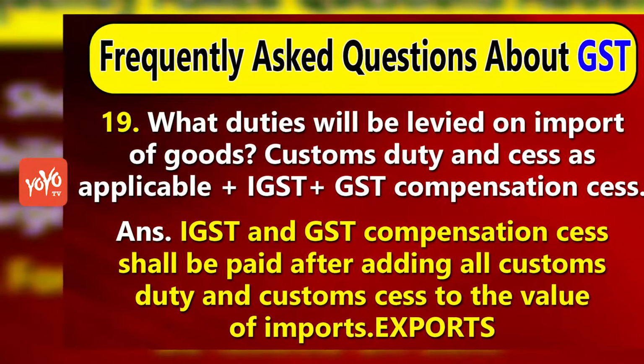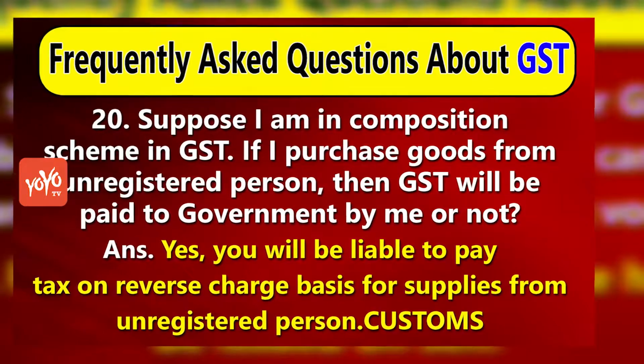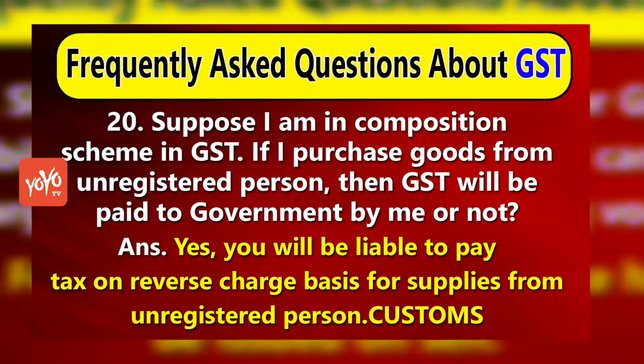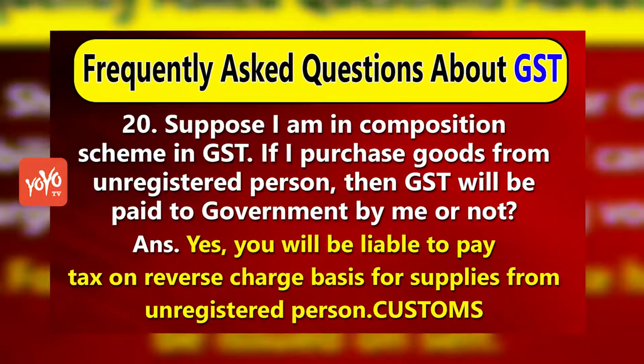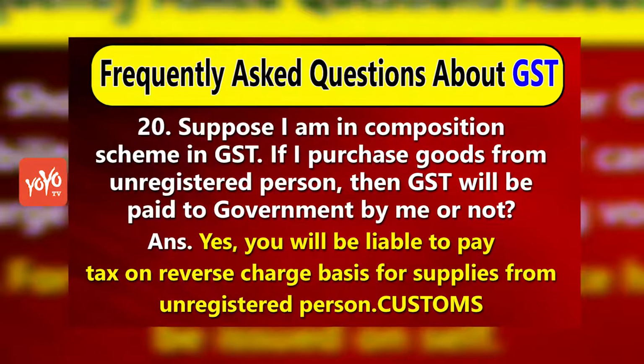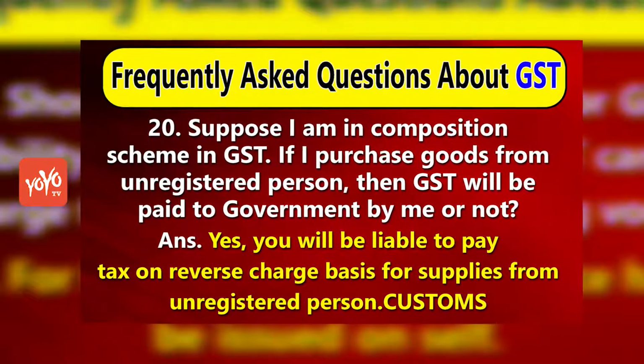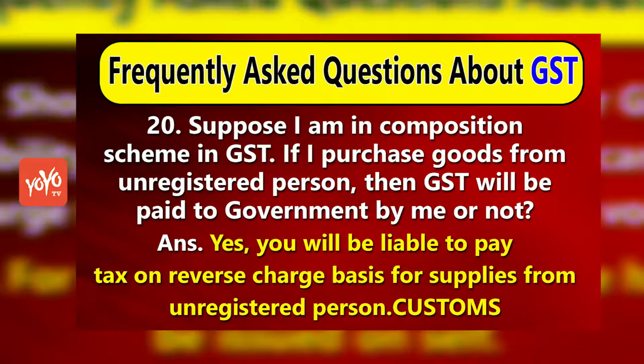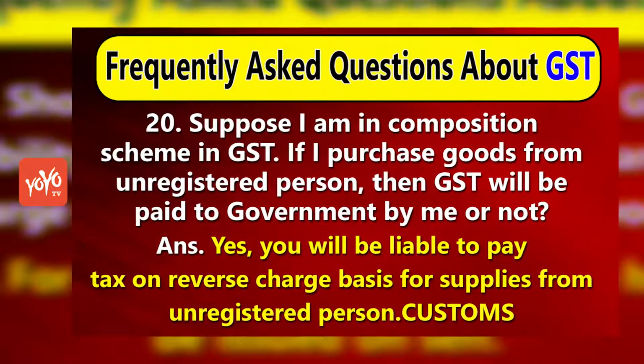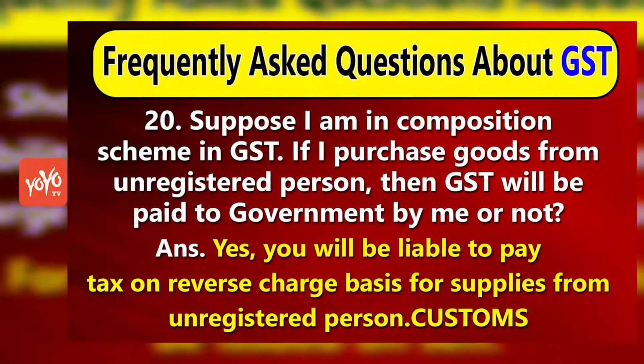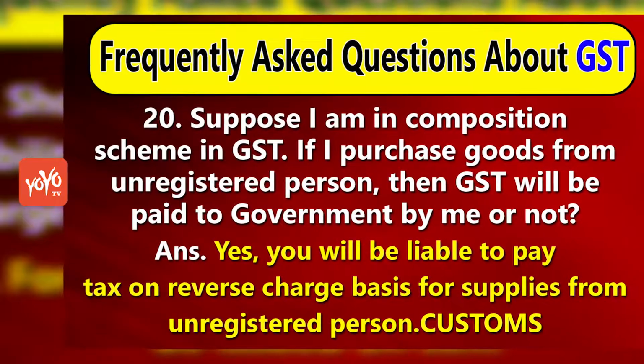Question. Suppose I am in the composition scheme in GST. If I purchase goods from an unregistered person, will GST be paid to the government by me or not? Answer. Yes, you will be liable to pay tax on reverse charge basis for supplies from an unregistered person.